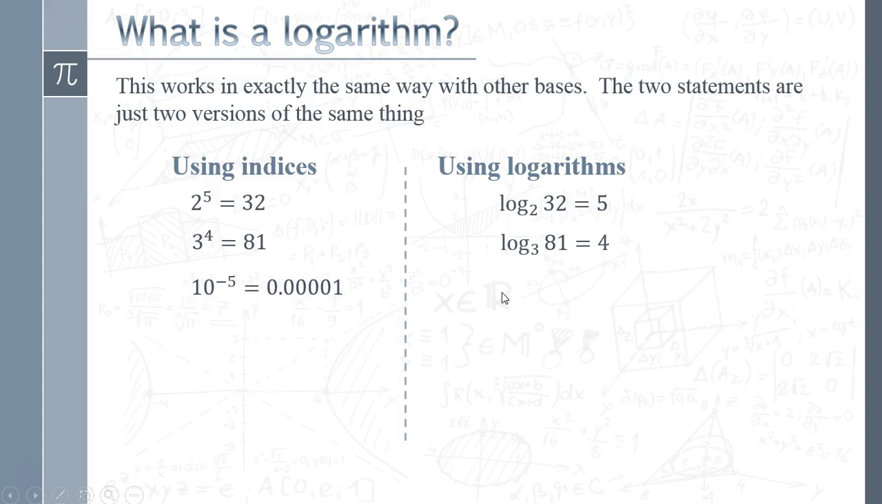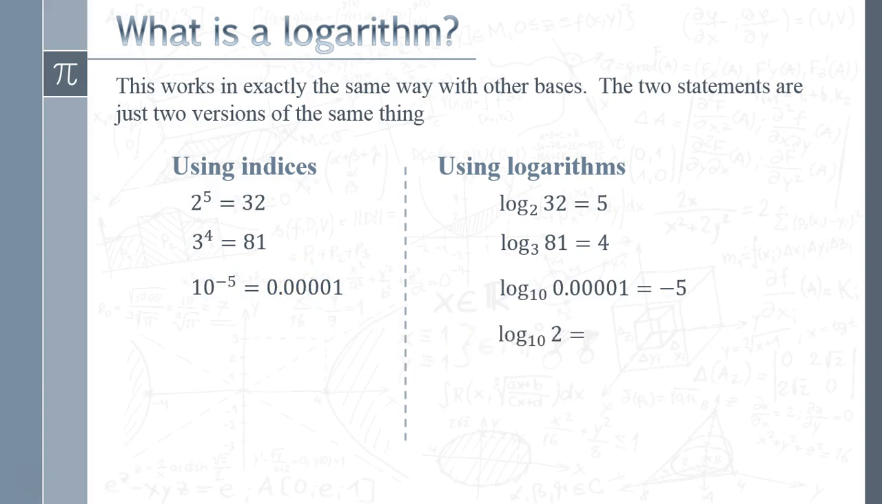Okay, it works with negative powers as well. 10 to the power minus 5 is 0.00001. So writing that, this one has base 10, so it's going to be log to the base 10 of 0.00001, which is going to be minus 5.